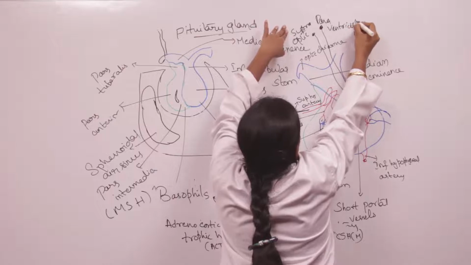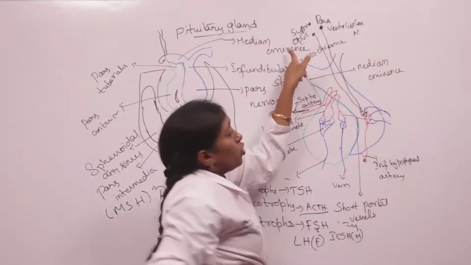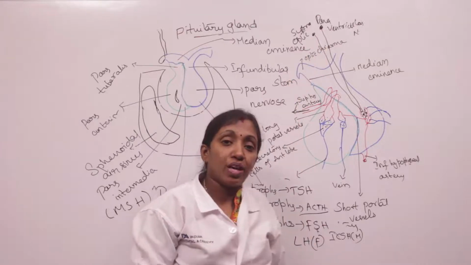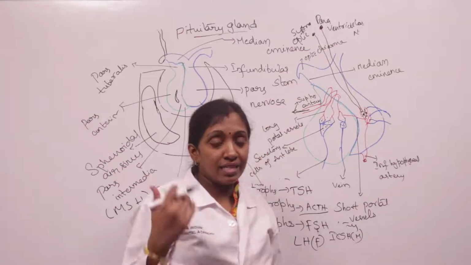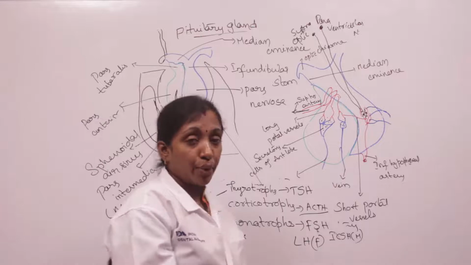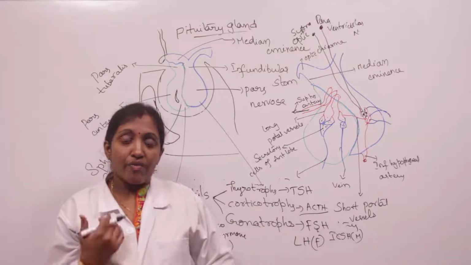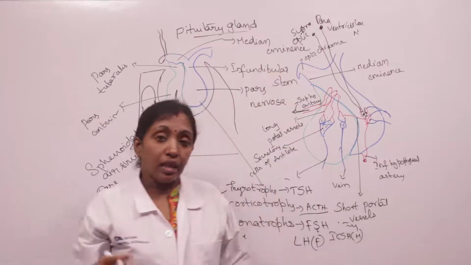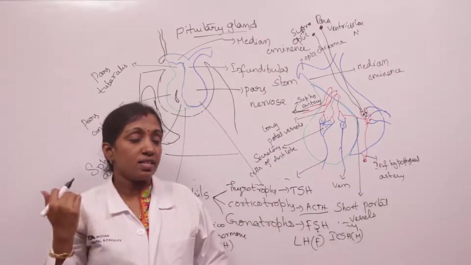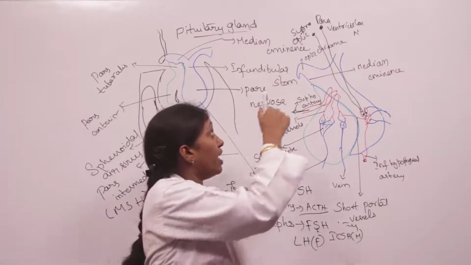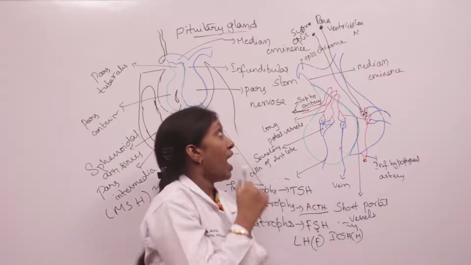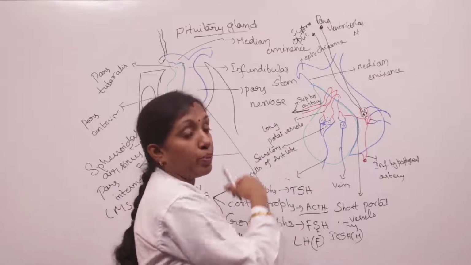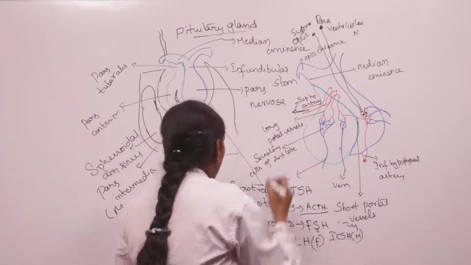Okay, the paraventricular nuclei as well as the supraoptic nuclei are present in the hypothalamus. They synthesize two hormones, called vasopressin and oxytocin. The supraoptic nucleus is involved in the synthesis of the vasopressin hormone, and the paraventricular nucleus synthesizes the oxytocin hormone.